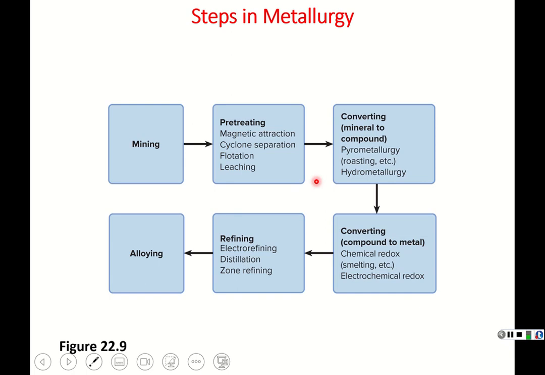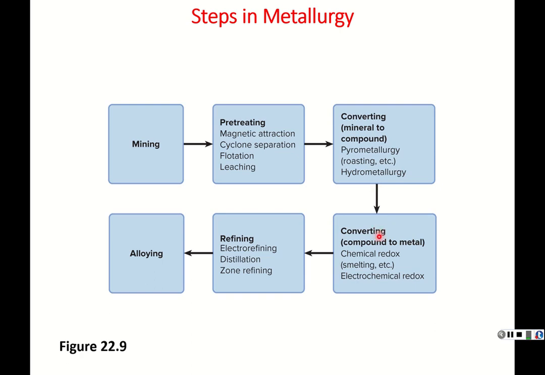All right, here are the basic steps of metallurgy. First, you have to mine it. Right? You have to get an ore. Then there's a pre-treating of the ore, either magnetic attraction, something called a cyclone separator, which we'll see a picture of, flotation, leaching, some sort of pre-treating. Then you're converting the mineral to a compound. So in the pre-treating, you're separating out the mineral that you're interested in. Then you convert it to a compound. And that's via roasting. That's pyrometallurgy or hydrometallurgy.